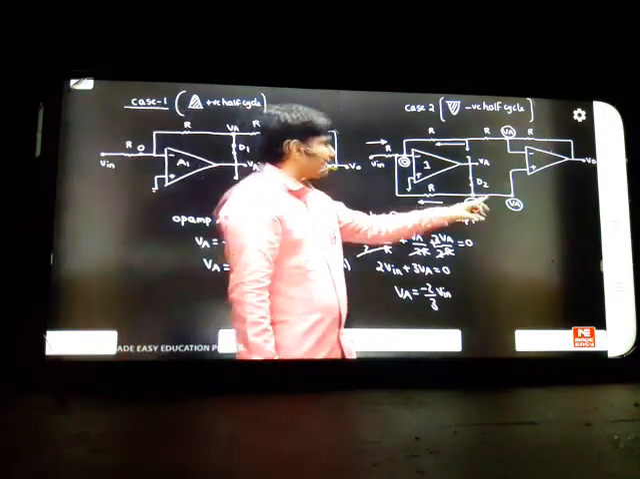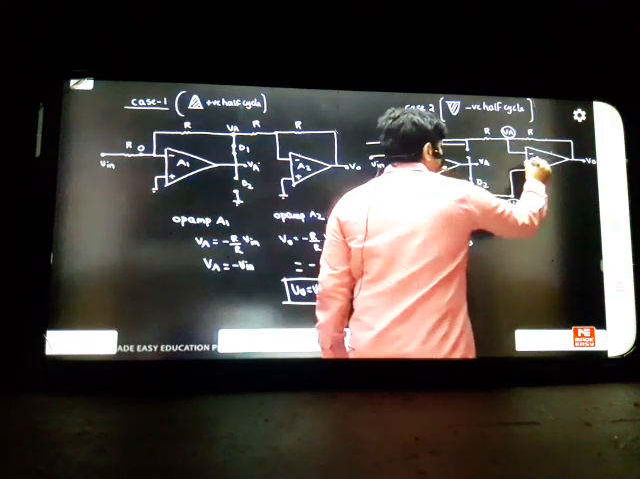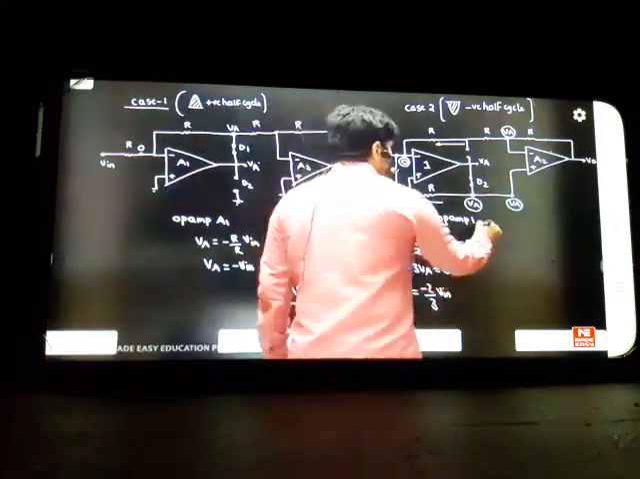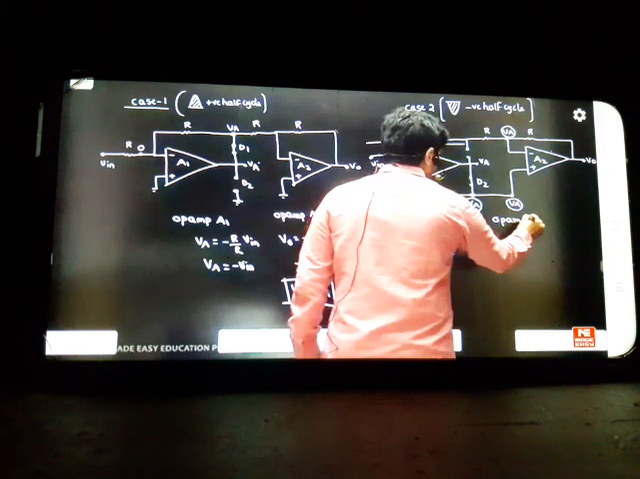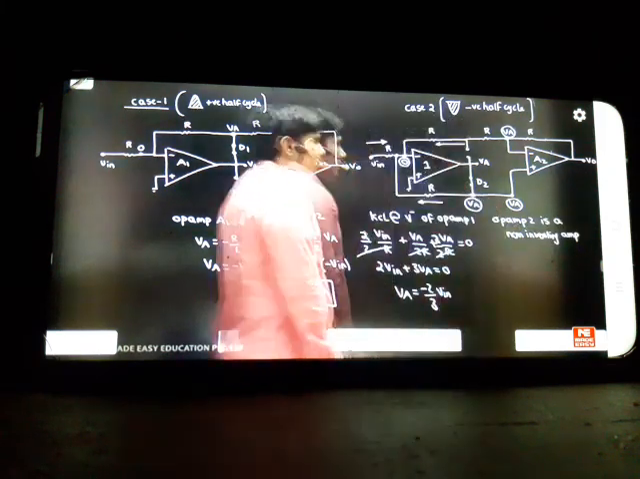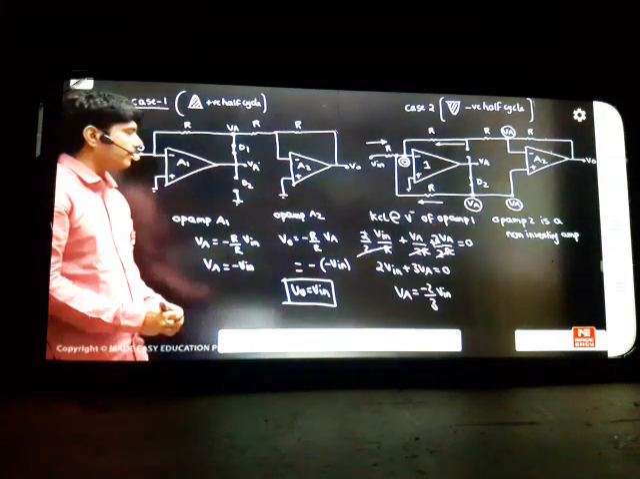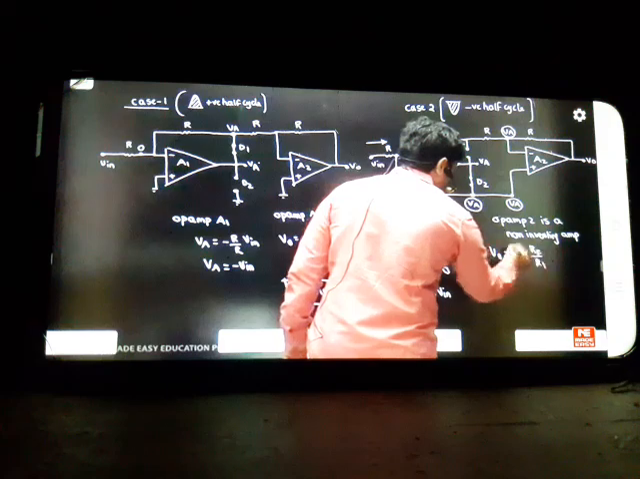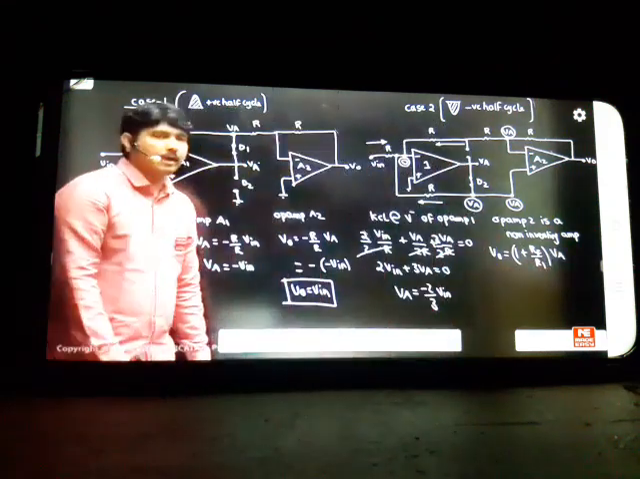But this VA is nothing but the input of the A2 op amp. So the second one is a non-inverting amplifier. Op amp 2 is a non-inverting amplifier. So you know how to solve non-inverting amplifiers, correct? Op amp A2 is a non-inverting amplifier. So what is the answer? V0 is equal to 1 plus RF by R1 into VA is the answer.